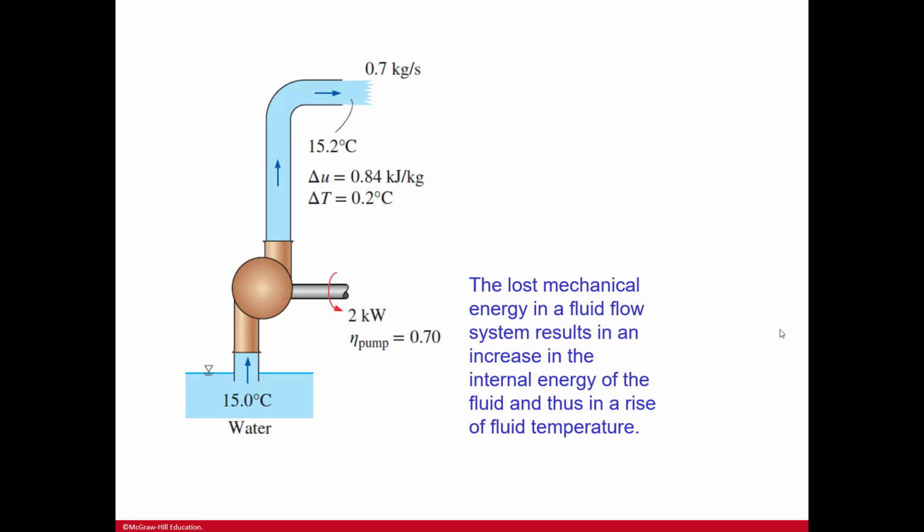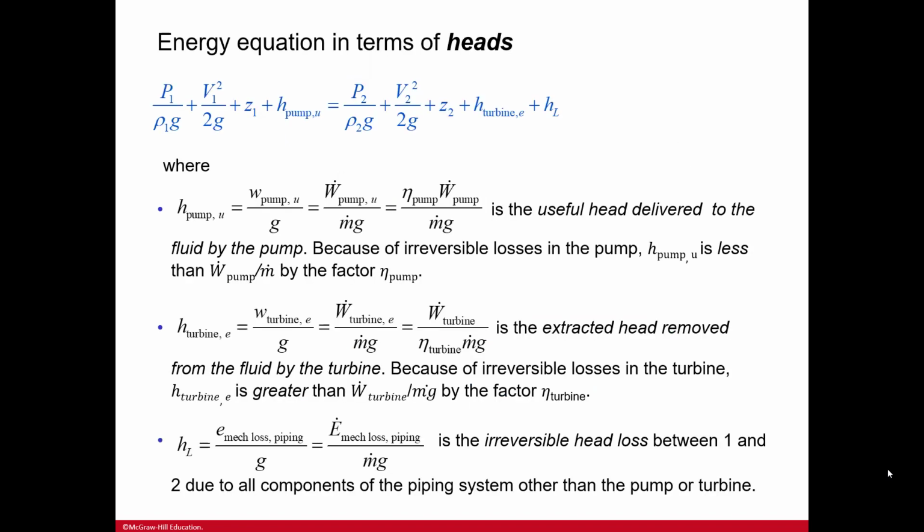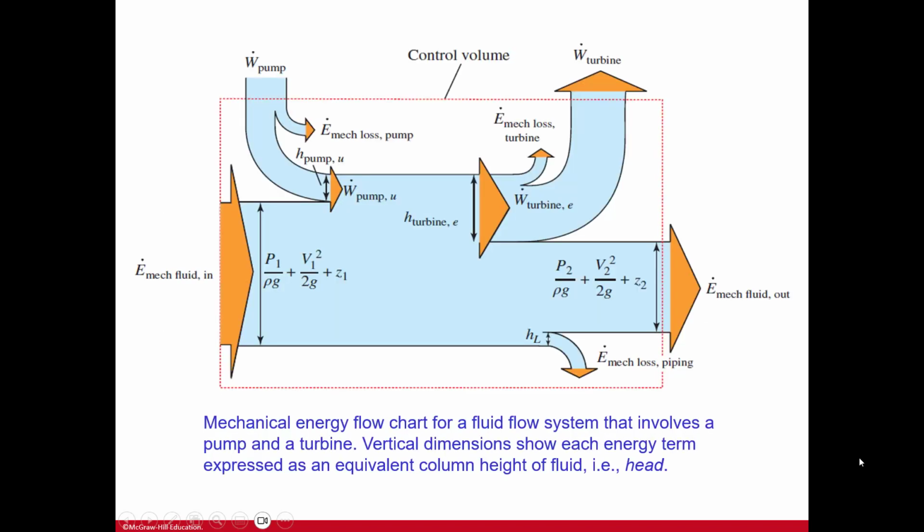And here the loss of mechanical energy in a fluid flow system results in an increase in the internal energy of the fluid and thus a rise in the fluid temperature. Here is the energy equation in terms of heads. And then a depiction mechanical energy flow chart for the fluid flow system that involves a pump and a turbine. Vertical dimensions show the energy term expressed as an equivalent column height of the fluid, i.e. the head.